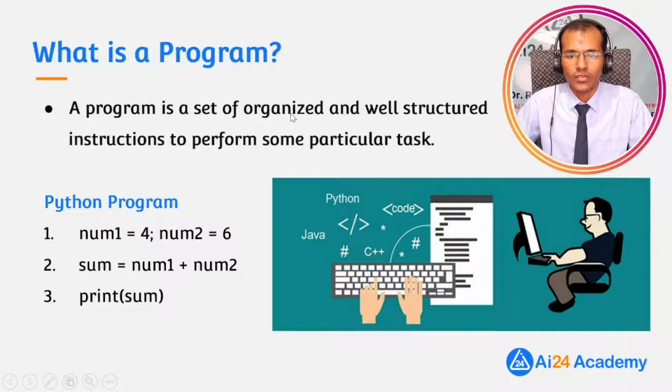And the next words are organized and well structured, meaning the first instruction cannot be written at the end, or the third instruction cannot be written at the start. They must be in some specific sequence like this: two numbers first, then sum, then this print message, right? And these are performing some particular task. In the same way we may have some other tasks to perform. So this is how we can define a Python program.